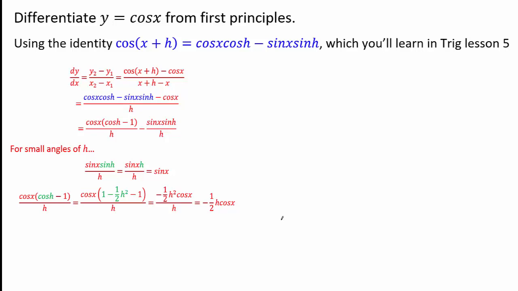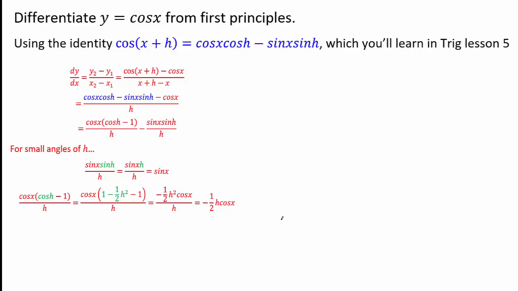Now then, I've then done some factorising. So cos x, how many cos x's have we got? Well, we've got cos x times cos h minus another lot of cos x. So I've got cos x times by cos h minus 1. That's all divided by h. And I've also then got this sin x times sin h which is also divided by h. And here's the clever bit.